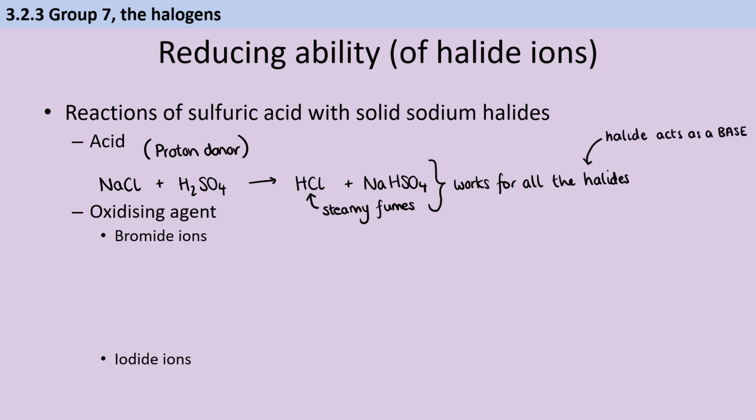But then if we think about bromide ions and iodide ions, which are the best reducing agents, then the reaction is able to go a little bit further with the acid acting as an oxidizing agent. This won't work for fluoride ions or chloride ions because they're not powerful enough reducing agents.